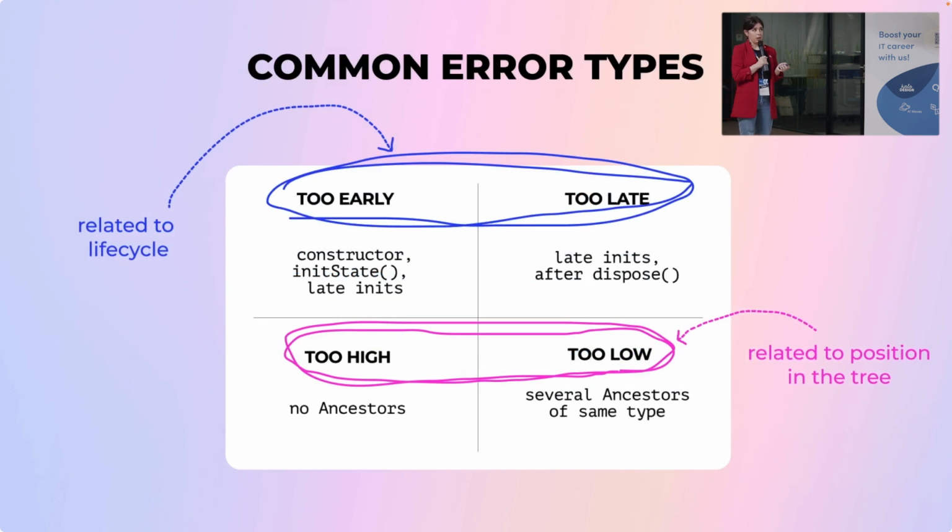And the most common error types related to BuildContext, from my experience, are either related to lifecycle, so it's been used too early or too late, or related to the position in the tree, so actually used too high or too low, or a combination of both.